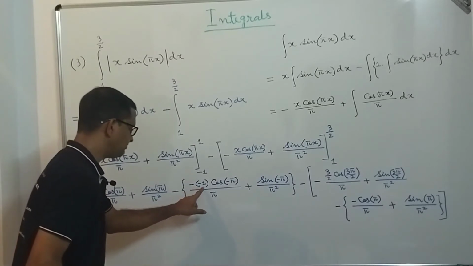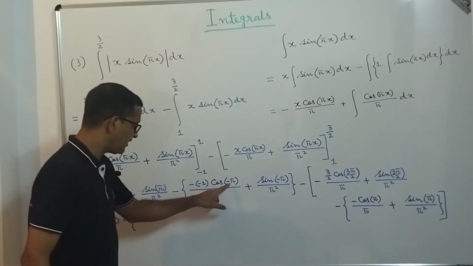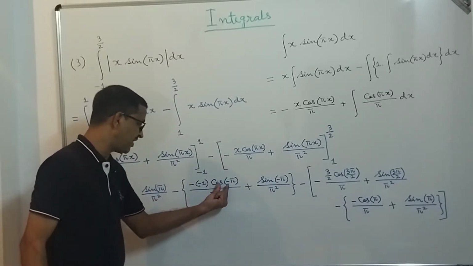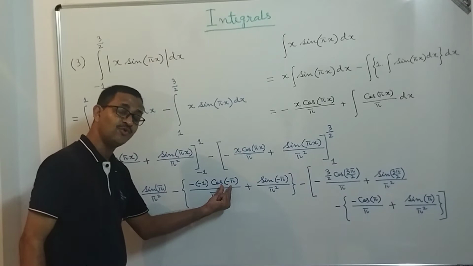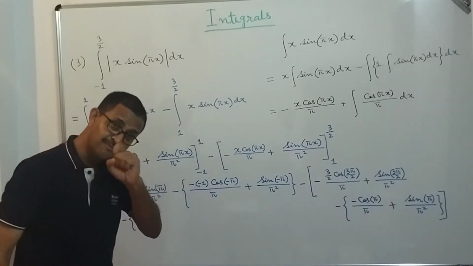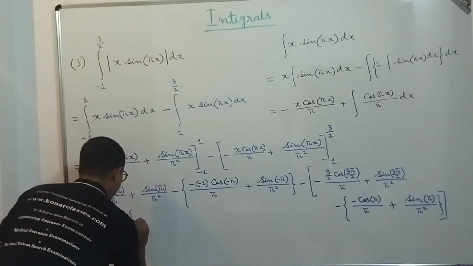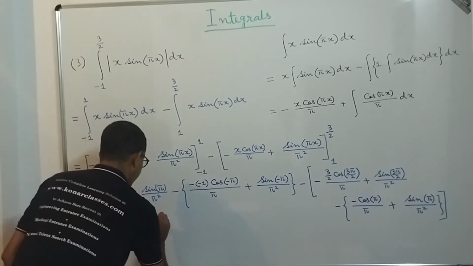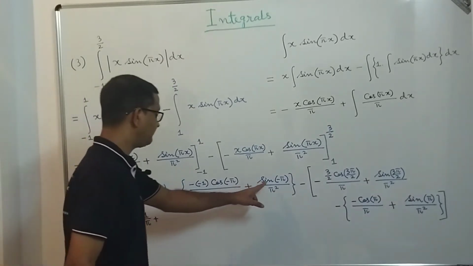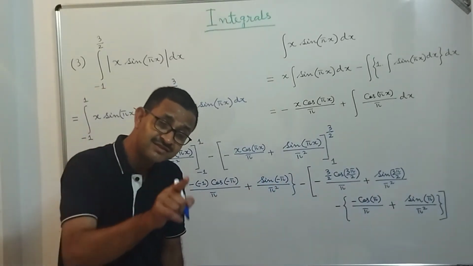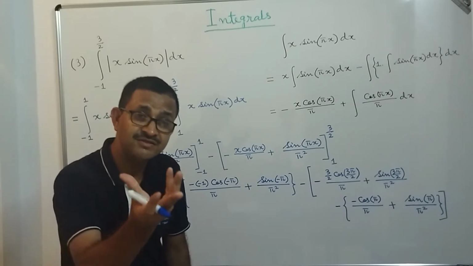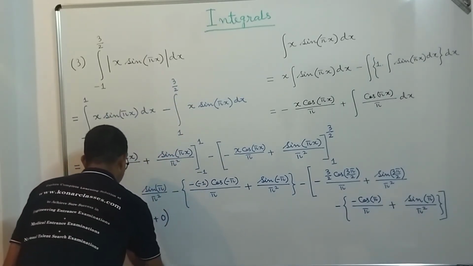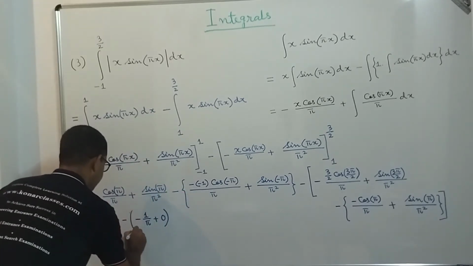minus of minus 1, that is plus 1. Cos of minus pi means cos pi, and what is the value of cos pi? That is minus 1. So finally we get the value here as minus 1 by pi, plus what is the value of sin minus pi? That is minus sin pi, but what is the value of sin pi? 0. So it doesn't matter here, you can write 0, in fact you can write only the first bracket, okay, clear.